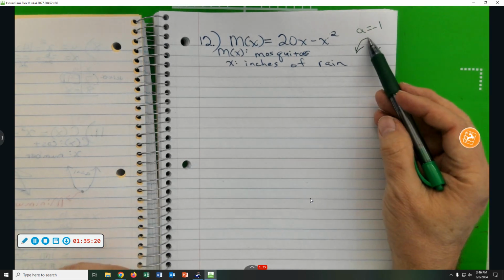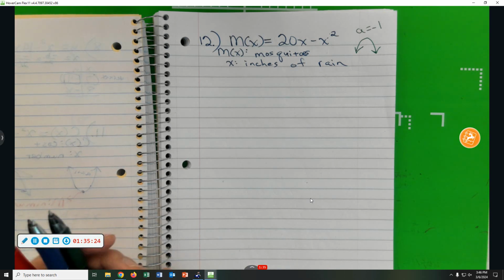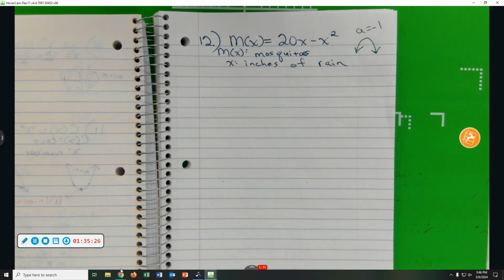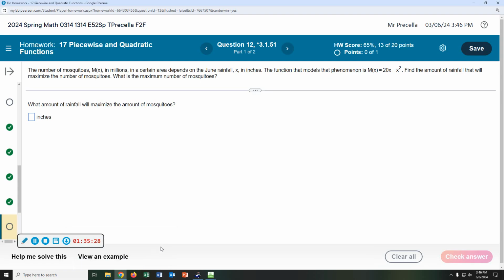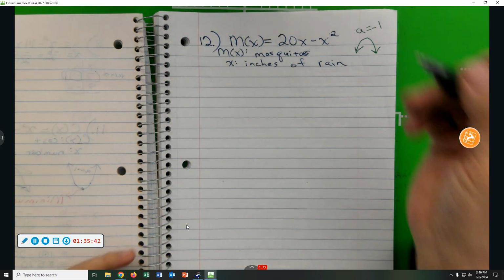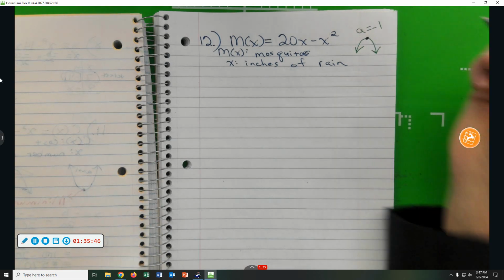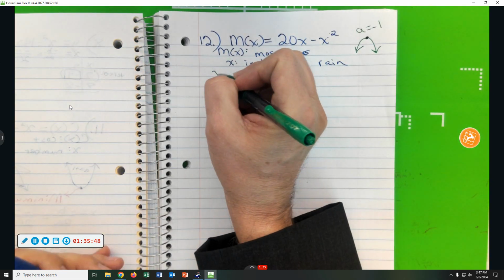If it opens downward, what do you have, a maximum or a minimum? A maximum. What do they ask us for? The maximum or the minimum? What are we looking for? It better be a maximum. Maximum, you're right. So we're looking for a maximum, and we know the maximum is going to occur right here. What's that point called? The vertex. So we have to use our vertex formula.